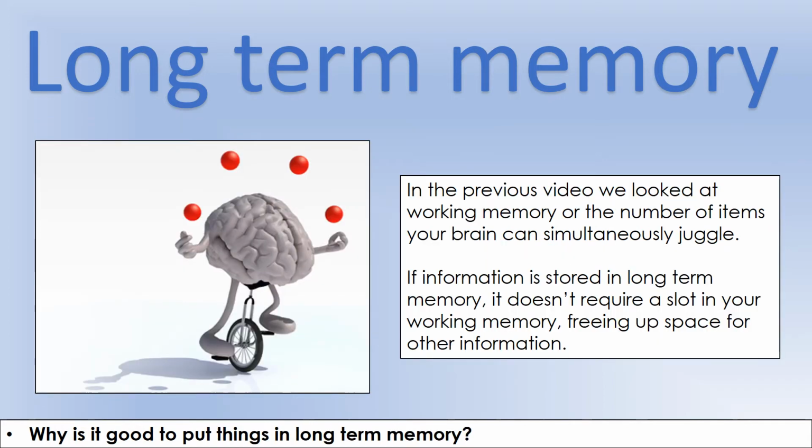So why do we want to put things in long-term memory? Well, in the previous video, we looked at working memory, and it's essentially the number of items your brain can simultaneously juggle. If information is stored in your long-term memory, it doesn't take up a slot in working memory, so it frees it up for something else, which is why it's useful. Think of that as these green ones. If the green ones are in long-term memory, we've essentially created additional slots we can work in because that information doesn't take up working memory. That's what we're trying to achieve here.